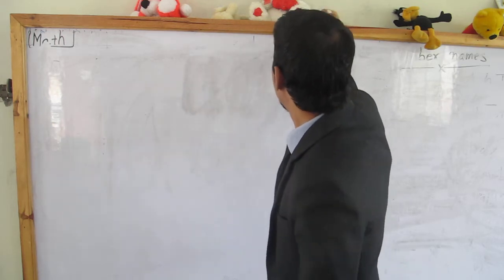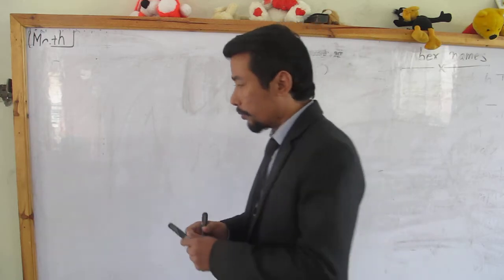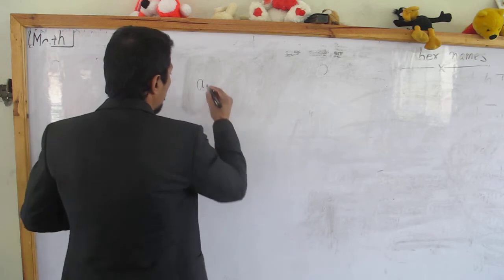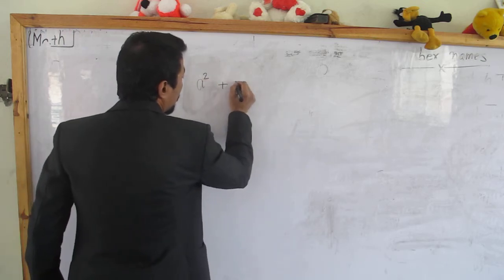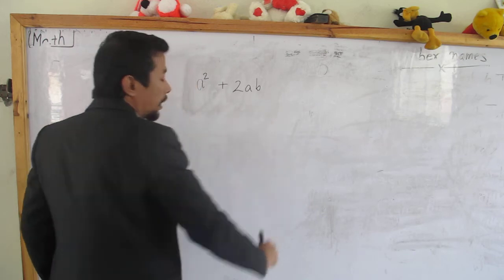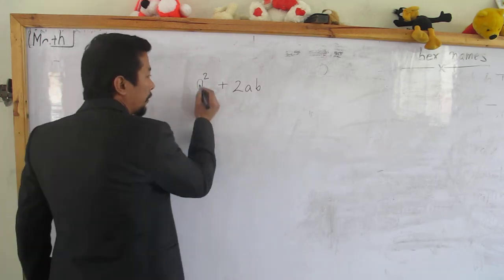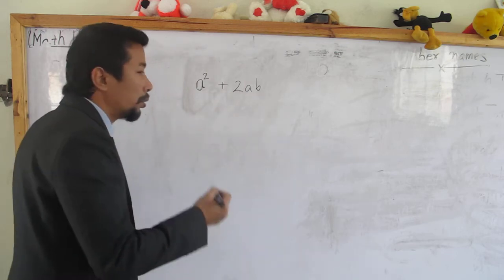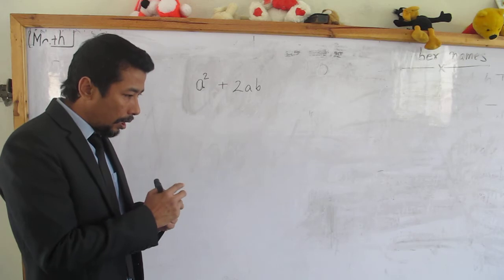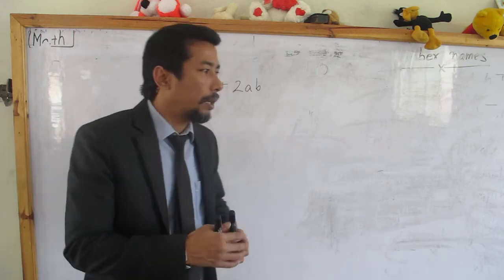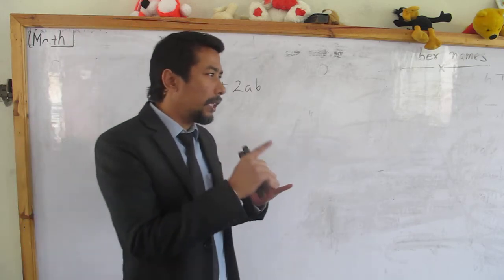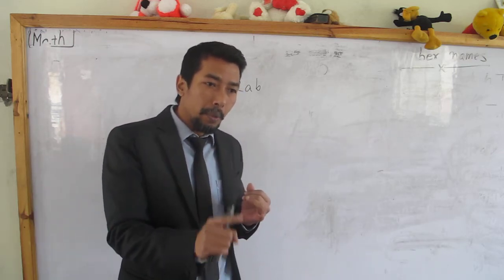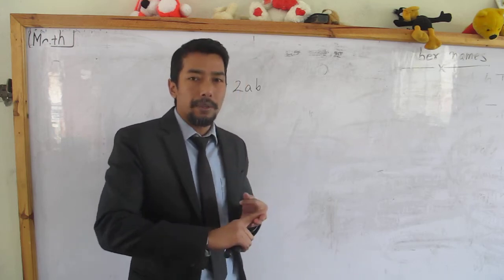Let's start with two-term factorization. Let's say, for example, we have a square plus 2ab. Now, here you see that we have two terms, a square plus 2ab. There are several such questions. Usually in grade 8, BLE has such questions definitely. Most of the time in grade 9 too, and in grade 10 too.